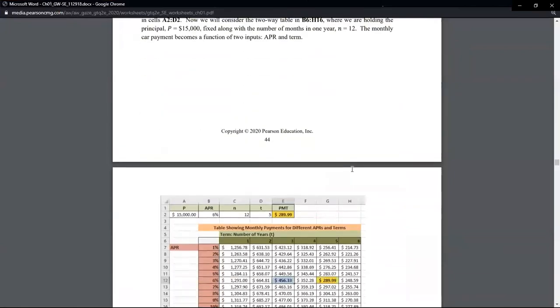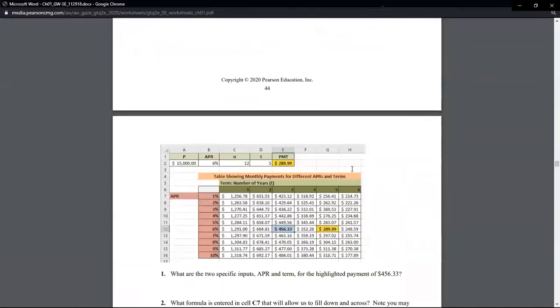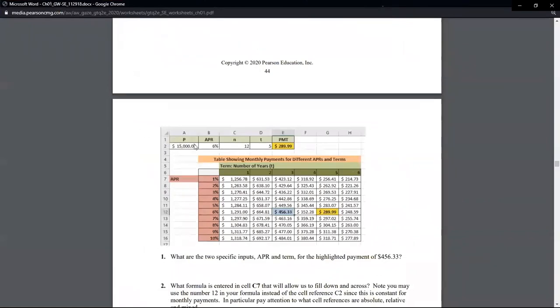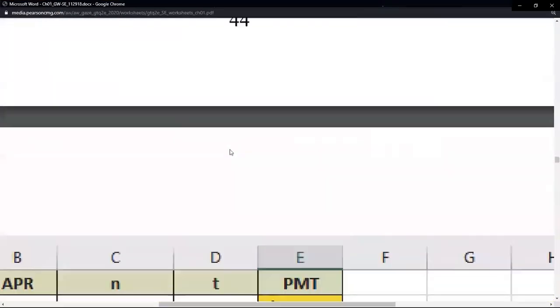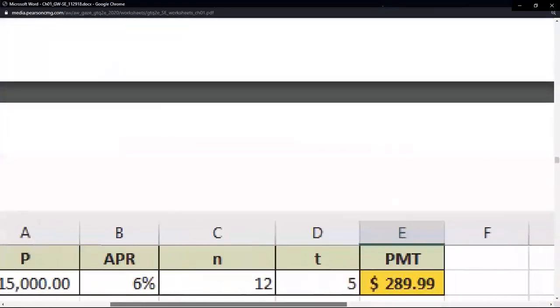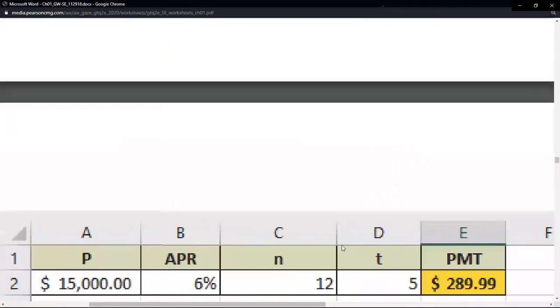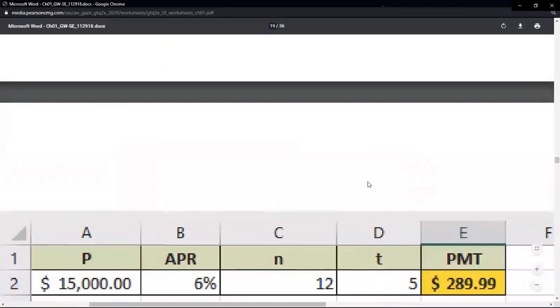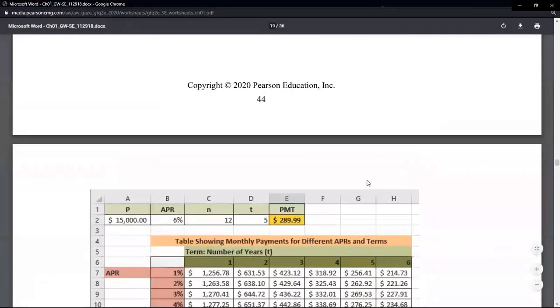So the point of this is, okay, we start out, we had that $15,000 loan at 6%, paying it off monthly for 5 years. It ends up giving a payment of $289.99. We saw just this section alluded to earlier, and you have 4 discussion board questions related to it. The answers are pretty much staring you in the face. Now what we're going to do is open this up.